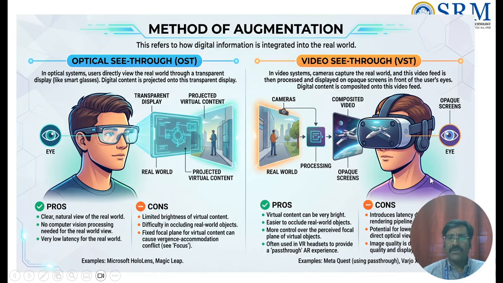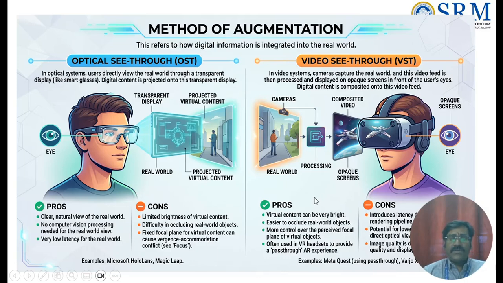In the case of the video see-through, VST, method, the cameras capture the real world, and this video feed is then processed and displayed on opaque screens in front of the user's eyes. The digital content is composited onto this video feed. So we have a camera and the content, which is called an HMD, head-mounted display. It will not be the real world directly. The real world is already processed using the computer, so real-world processing is also required here.